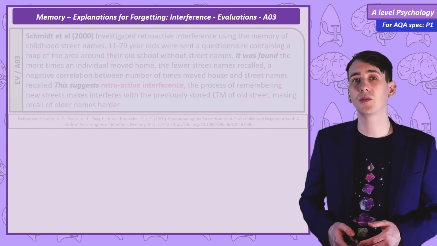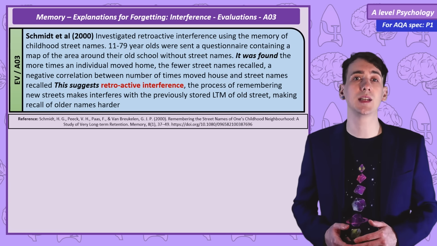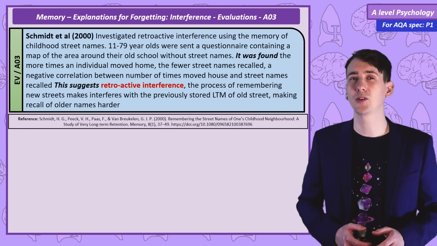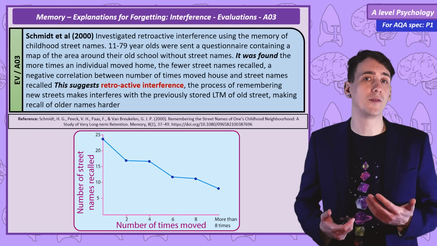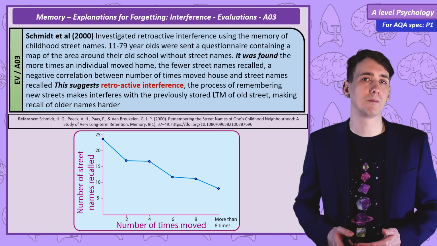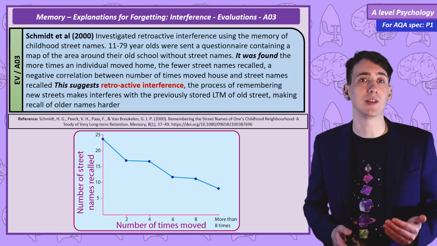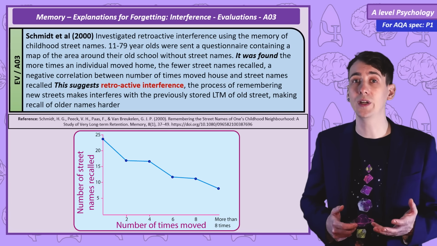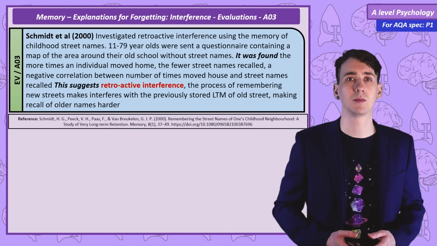Research showing retroactive interference is by Schmidt, who showed people between the ages of 11 and 79 a map of the area around their childhood home, but left out the street names. Schmidt found the more times someone moved, the fewer street names they could recall. You might recognise this as a negative correlation, and the data suggests retroactive interference, the new information of more recent street names interfering with the recall of older street names.